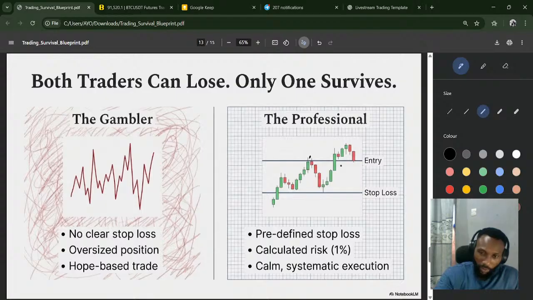But he wouldn't bother that much, because how much did he risk? He just lost 1% of his total balance. You'll be so confident, you'll be chilling. So that's just what it is. Predefined stop loss, calculated risk. This is a professional's calculated risk: 1%. Calm, systematic execution.